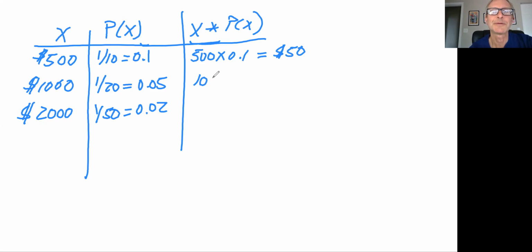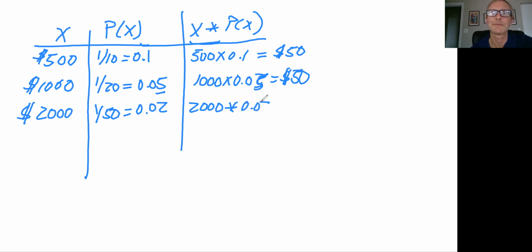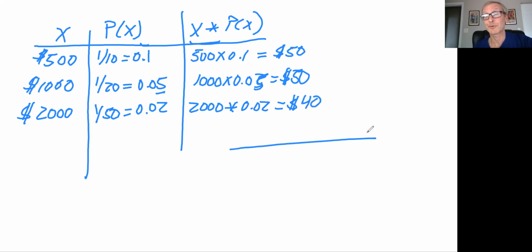And this would be 1,000 times 0.05, sorry, I copied that number wrong, 0.05. And if you did that, that would be another 50 bucks. And then if you did 2,000 times 0.02, that would be $40. So our mean of this, or expected value, another term that's used as long-term mean, is you add this all up and you get $140.